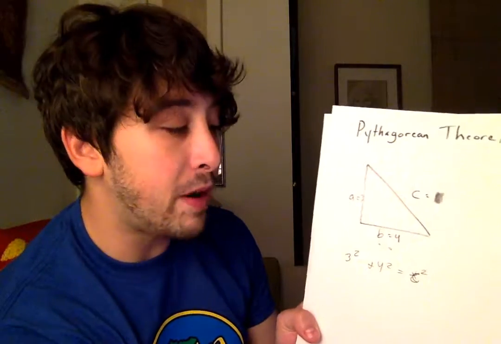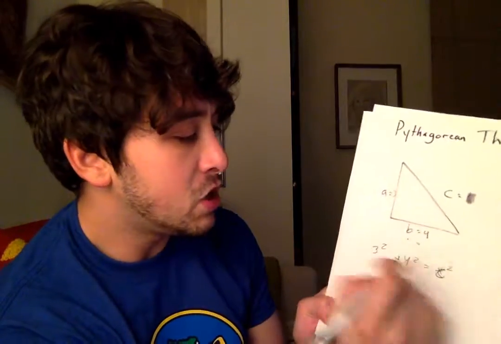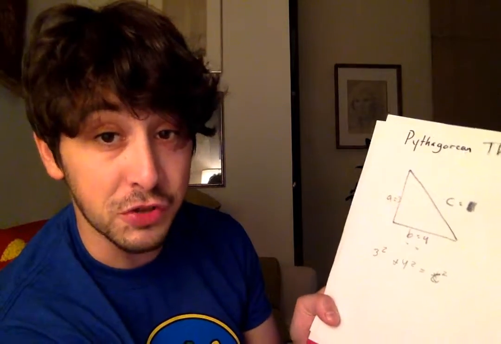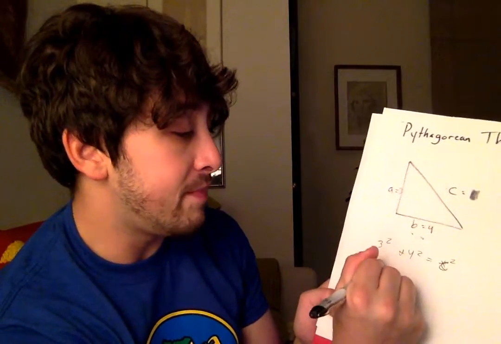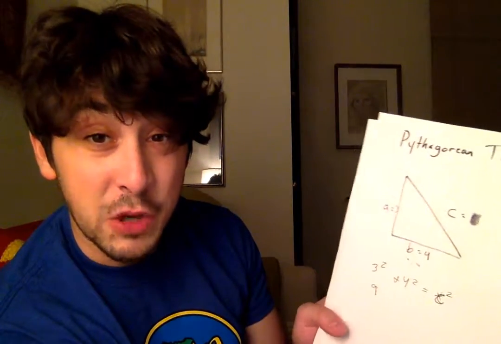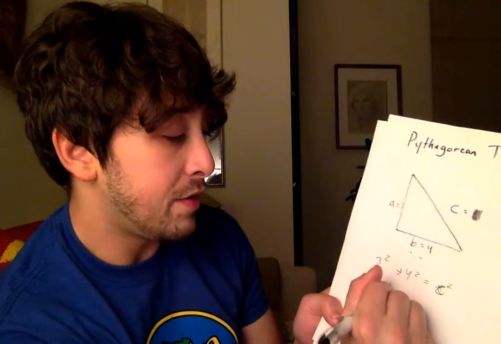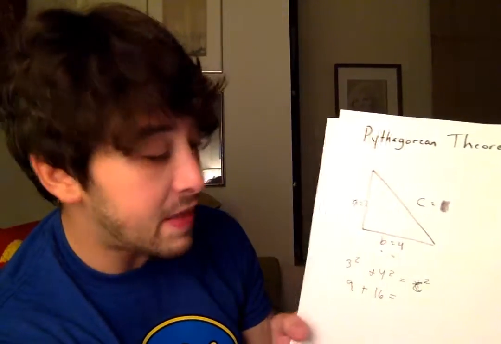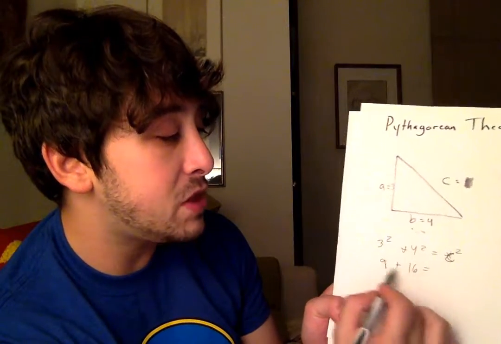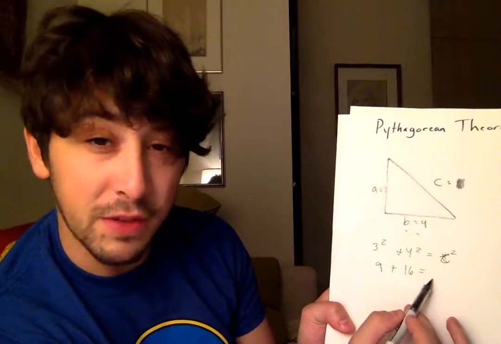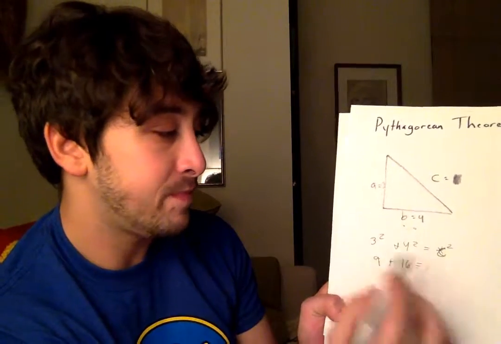So at this point, we can really just plug and play. So what is the value of 3 squared? We know that's just 3 times 3, which is 9. And then we can take the value of 4 squared. That's 4 times 4, and that's 16. So what the Pythagorean theorem states is that by adding these two numbers together, the sum of sides A and B squared, we're going to figure out what the value of C is.